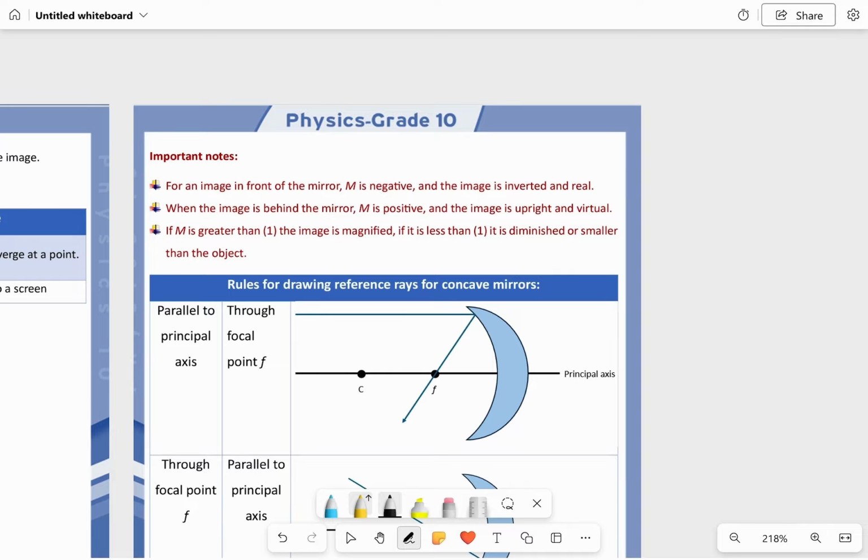These are some really important notes that you should know. For an image which is in front of the mirror, magnification is going to be negative and the image is going to be inverted and real. Whenever an image is inverted, it's real too. This is a rule. When the image is behind the mirror, magnification is going to be positive and the image is upright and virtual. And this is a rule too. Whenever an image is upright, it's going to be virtual too. If the magnification is greater than 1, then the image is magnified. And if it's less than 1, it's diminished or smaller than the object.